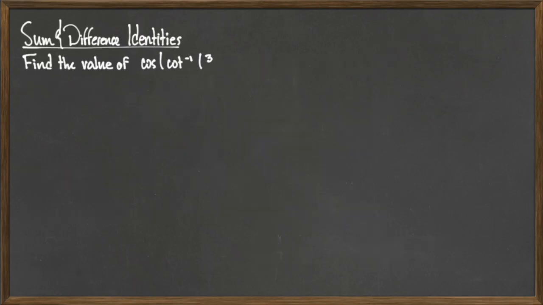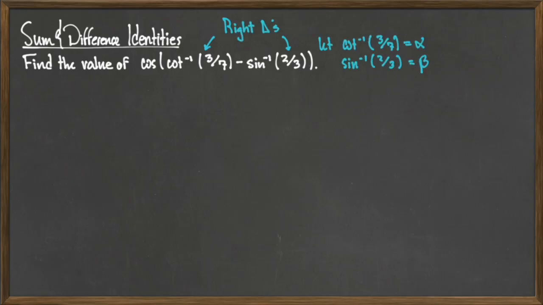For our next problem, we're going to find the exact value of the cosine of the cotangent inverse of 3 over 7 minus the sine inverse of 2 divided by 3. We've seen problem types that resemble this in section 7.6 when we were talking about inverse trig functions, and one of the best tools that we could use in this setting was to draw a right triangle. Since I have two inverse trig functions at play here, I need to draw two right triangles.